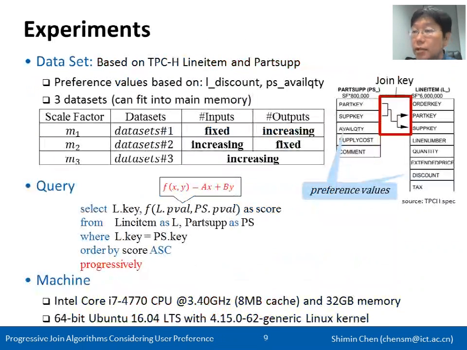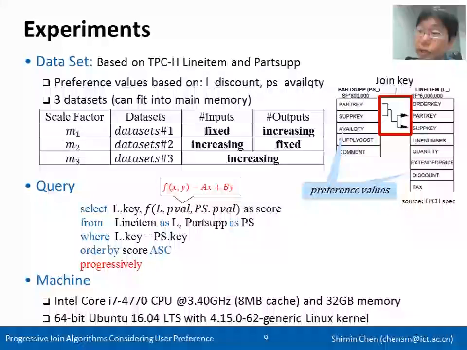In the experiments, we generate datasets based on TPC-H tables lineitem and partsupp. The preference values are based on l_discount and ps_availqty columns. We normalize the preference values.